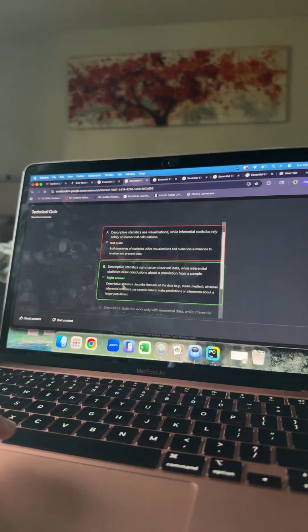Let's see. Descriptive statistics describe features of the data, mean, median, whereas inferential statistics use sample data to make predictions or inferences about a larger population.